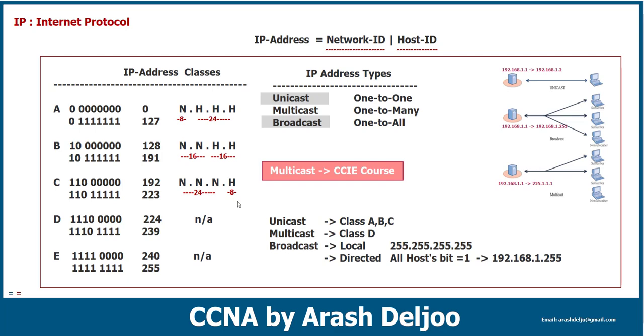Then, as you remember, we talked about class D and class E briefly. I said that I will talk about these two classes in the next video, and now I'm going to talk about class D and class E. As you can see, in class D and class E we don't have the definition of network and host address. This means that if you have an address in class D, for example 225.1.1.1, here we don't have the network ID and host ID.